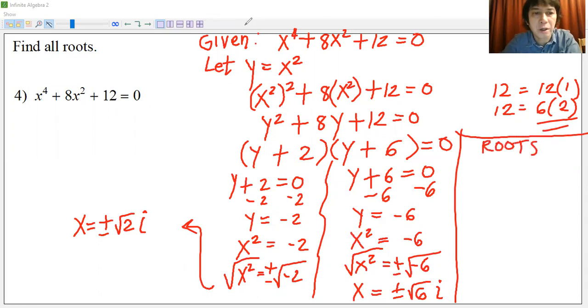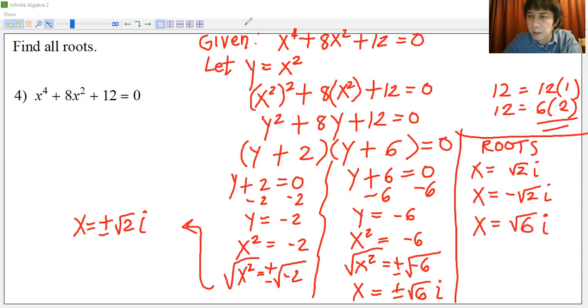The roots are square root of 2i. The other one is negative square root of 2i. Next one is square root of 6i. And the last one is negative square root of 6i. There. Now let us check from the computer.